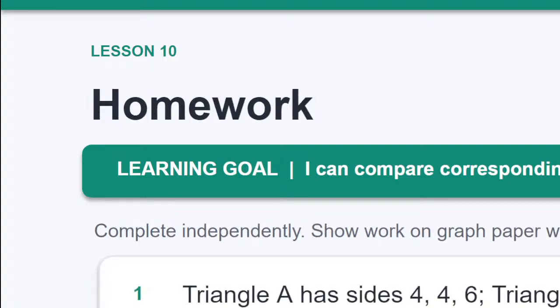Okay, this is the homework. Also complete it independently and show work on graph paper when needed. Learning goal: I can compare corresponding side lengths and angle measures to decide congruence.